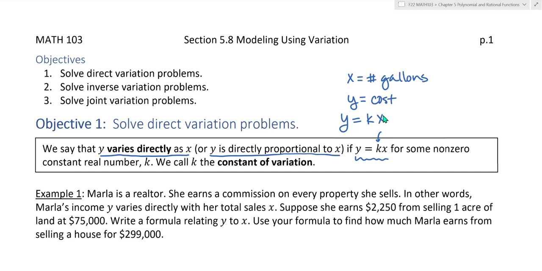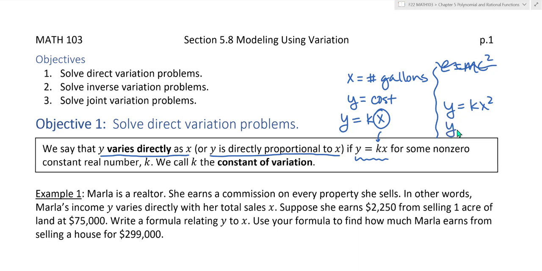One other thing. You can have direct variation where it's not just a plain x. Maybe you have something like y equals kx squared. For example, well, no, that's not a good one. I was going to say E equals mc squared, but the c squared is actually the constant. So never mind, that's not a good one.